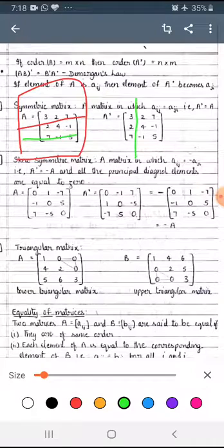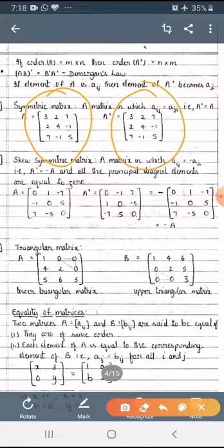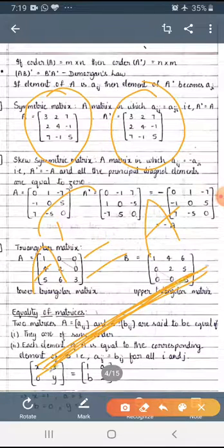Second row elements are 2 4 -1, and interchanging, here it is 2 4 -1. Now the third row elements are 7 -1 5, and I am writing it column-wise. See here, after interchange, there is no change in the elements. It is the same, meaning A transpose equals A. So this condition is a symmetric matrix.